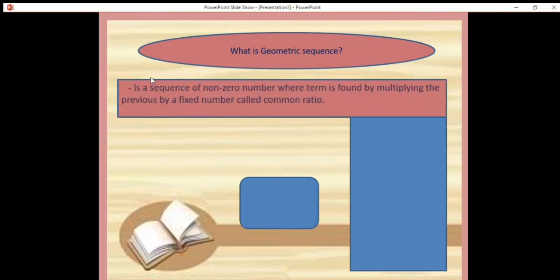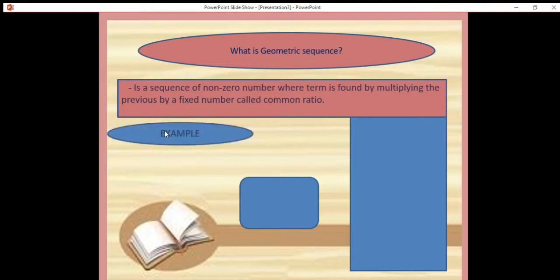A geometric sequence is a sequence of non-zero numbers where each term is found by multiplying or dividing the previous term by a fixed number called the common ratio. So, what is the common ratio? The common ratio is the number multiplied or divided at each stage of a geometric sequence.